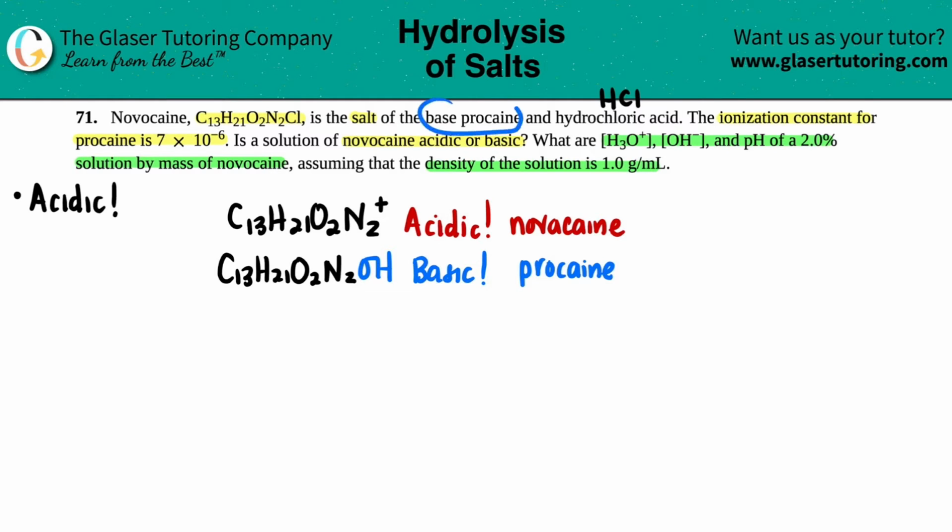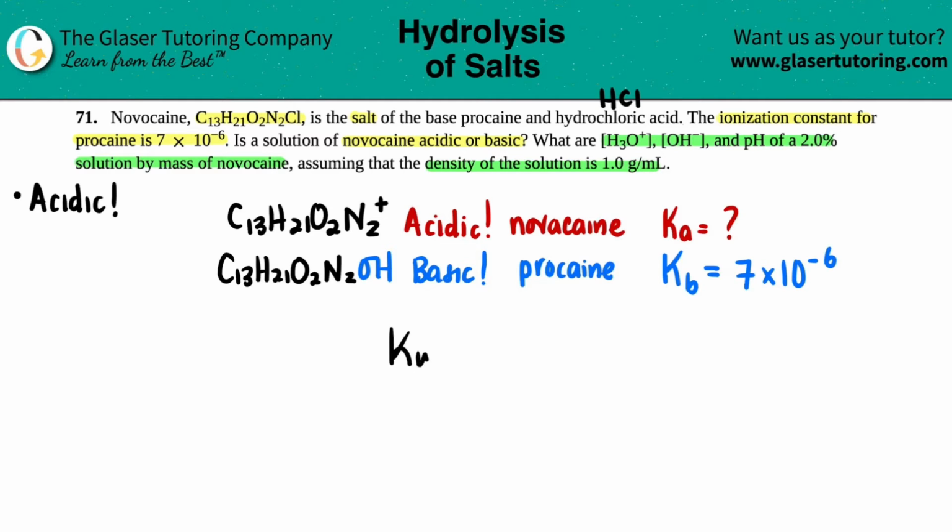So if they did state that it was a base, and we found out that it was basic, this ionization constant, even though it just said ionization constant, has to be a Kb value. So the Kb value is 7 times 10 to the negative 6th. But now if we just read on, they're asking for the hydronium, the hydroxide, and the pH of Novocaine. They're not asking for procaine. So at some point, we have to convert the Kb into the Ka. And how do we do that? Well, there's one formula, right?